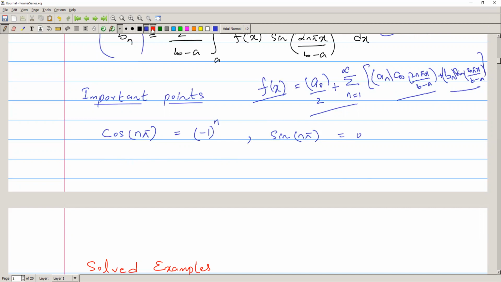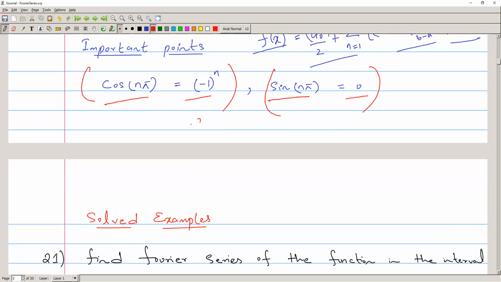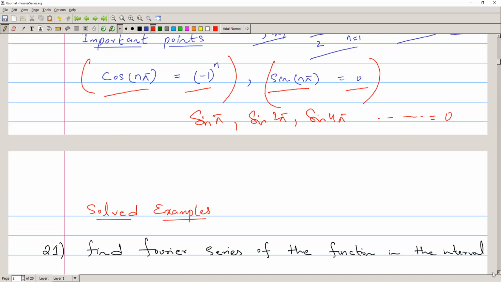These are important points to remember for the future: cos n pi will be equal to negative 1 to the power n. Wherever we see cos n pi, we will substitute negative 1 to the power n. And for sin n pi, we will use 0, because sin pi is 0, sin 2 pi, sin 3 pi, sin 4 pi, and so on. So sin n pi is equal to 0, right?